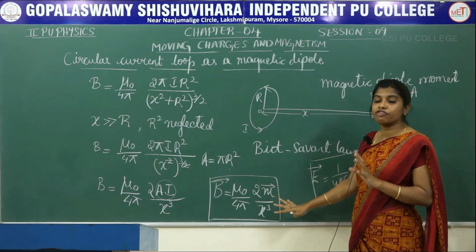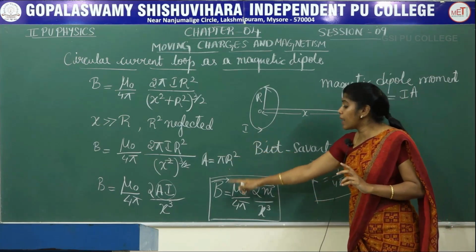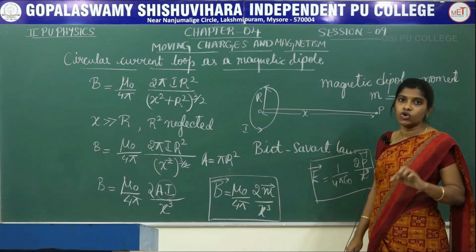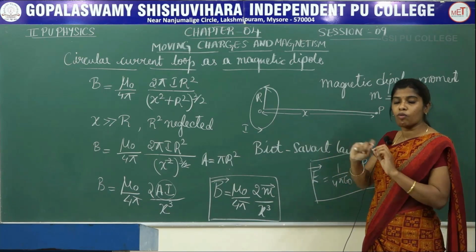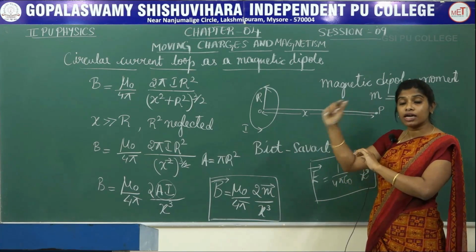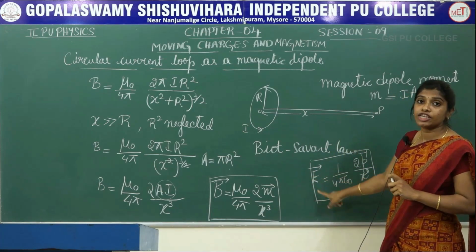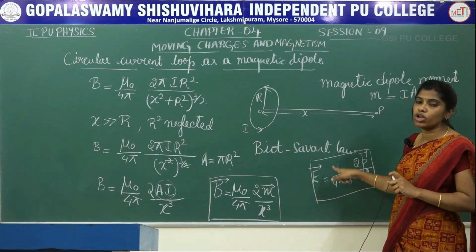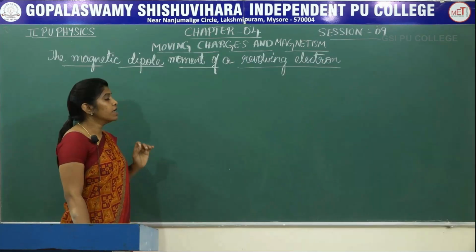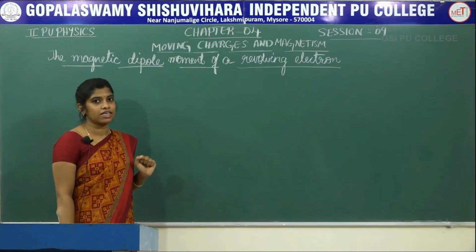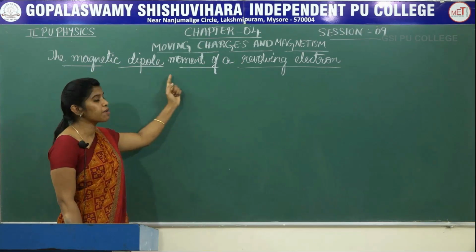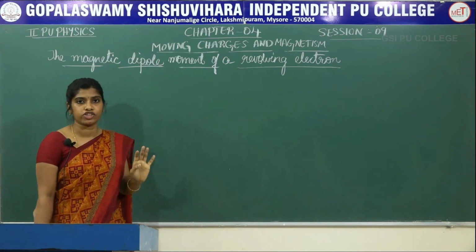From this we have proved that the magnetic field at a point on the axis of a current carrying loop is the same as the electric field of an electric dipole along its axis. Next topic we are going to discuss is the magnetic dipole moment of a revolving electron.